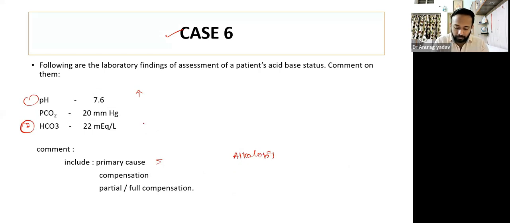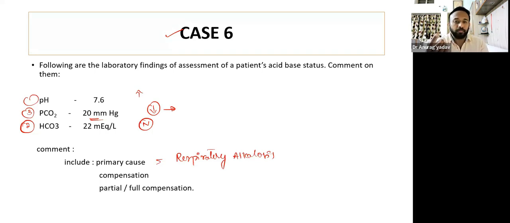Now you see the third component, carbon dioxide. What is it? Is it reduced or increased? Reduced. So when acids are reduced, what happens to the condition? Alkalosis. So what is this condition? It is respiratory alkalosis. Because alkalosis is due to what? Decrease in the carbonic acid levels, carbon dioxide decrease.